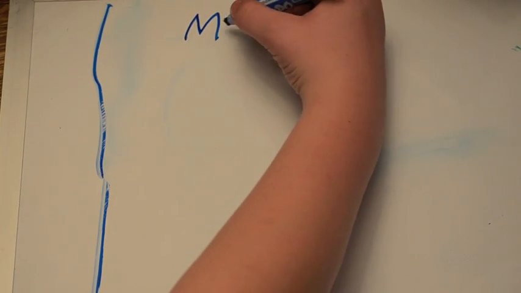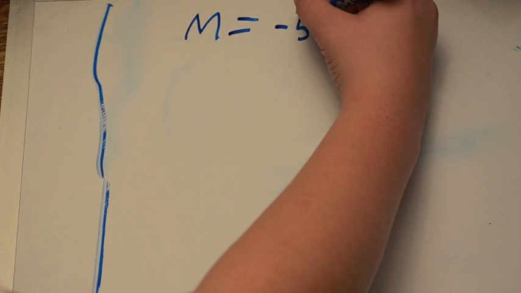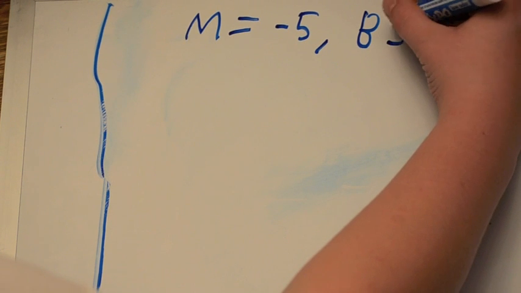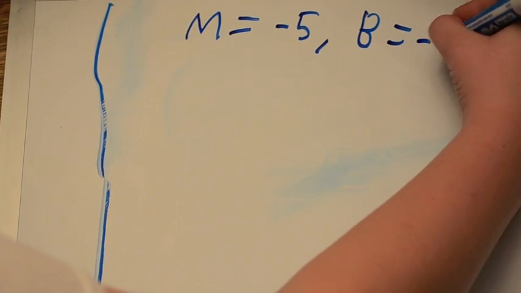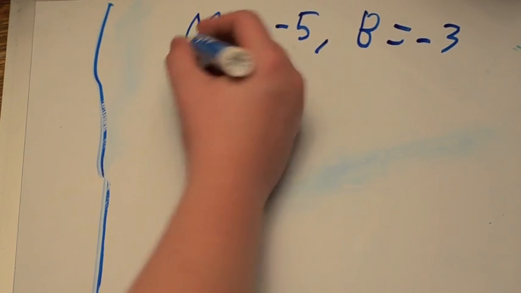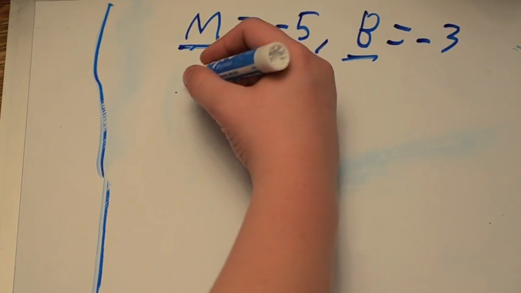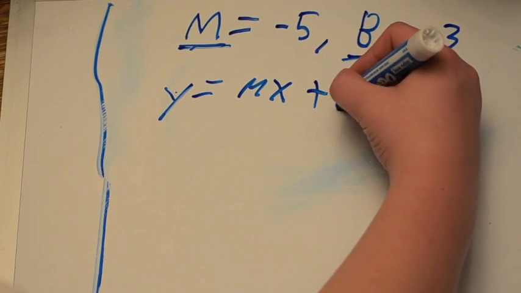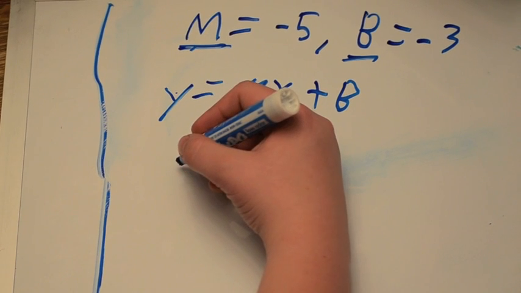So the equation I chose was fairly simple. It said write an equation of a line with the given slope and y-intercept. So it started off as m equals -5 and b equals -3. And as we know, m is the slope and b is the y-intercept, like so. What you want to start out doing is just writing the formula, y equals mx plus b, and then you want to substitute.